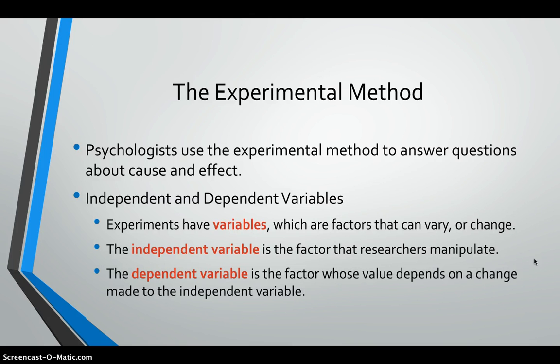Experiments have variables, which are factors that can vary or change. The independent variable is the factor that researchers manipulate. The dependent variable is the factor whose value depends on a change made to the independent variable. And on your test, there'll probably be some questions asking you to identify the independent versus the dependent variable.